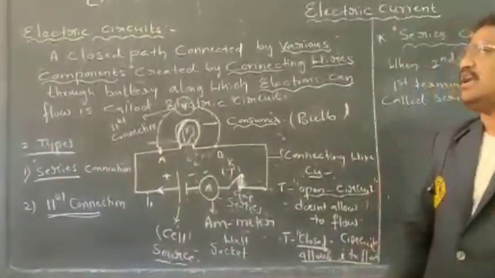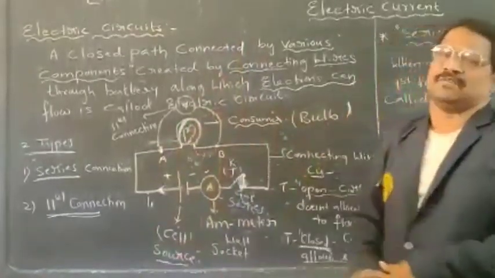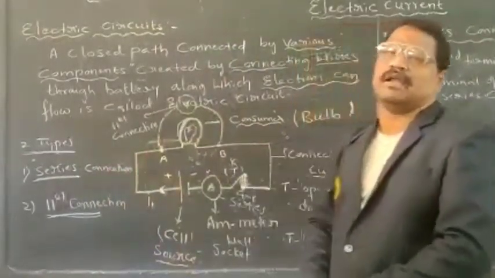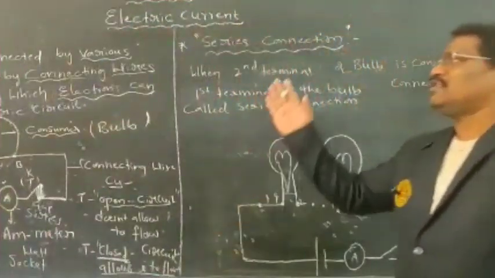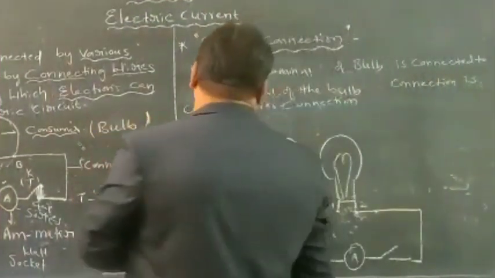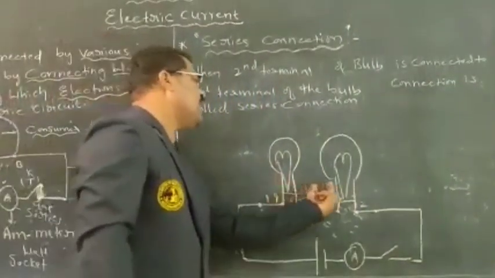By this we understood clearly that electric circuits can be connected in two ways: one is series connection, the other is parallel connection. Now, what is a series connection? In our book, it is explained with consumers. I have taken two consumers, called bulbs.